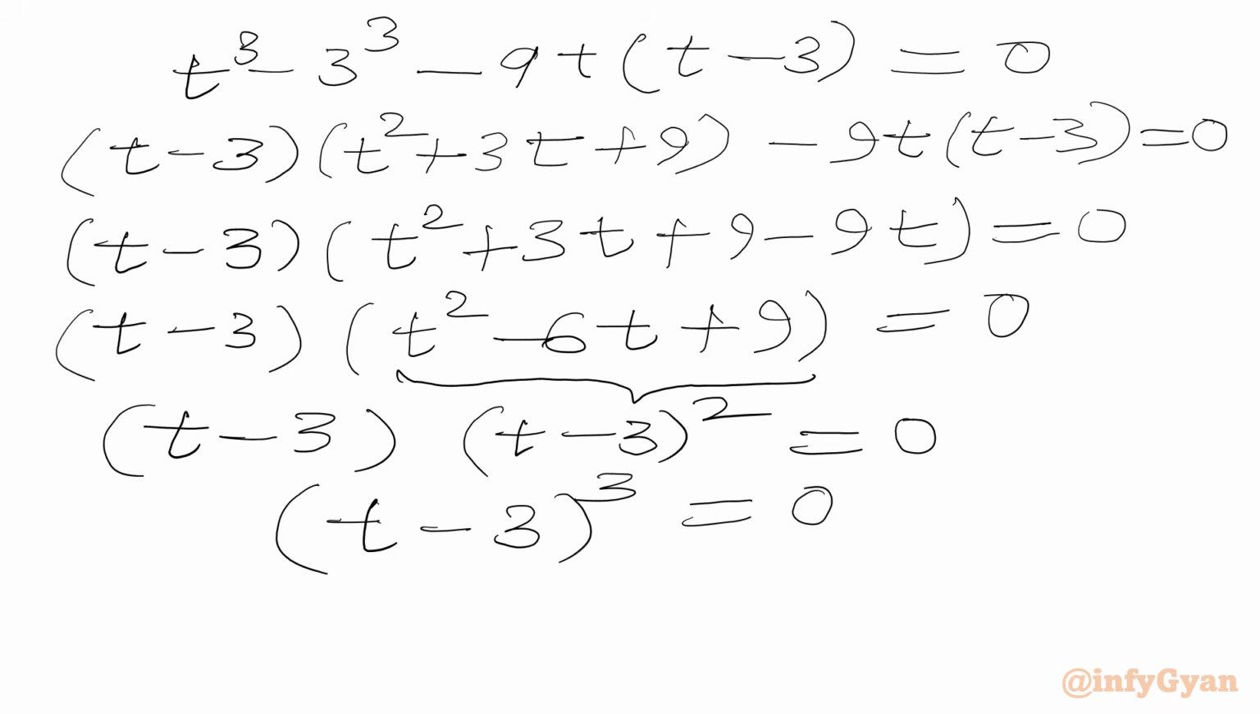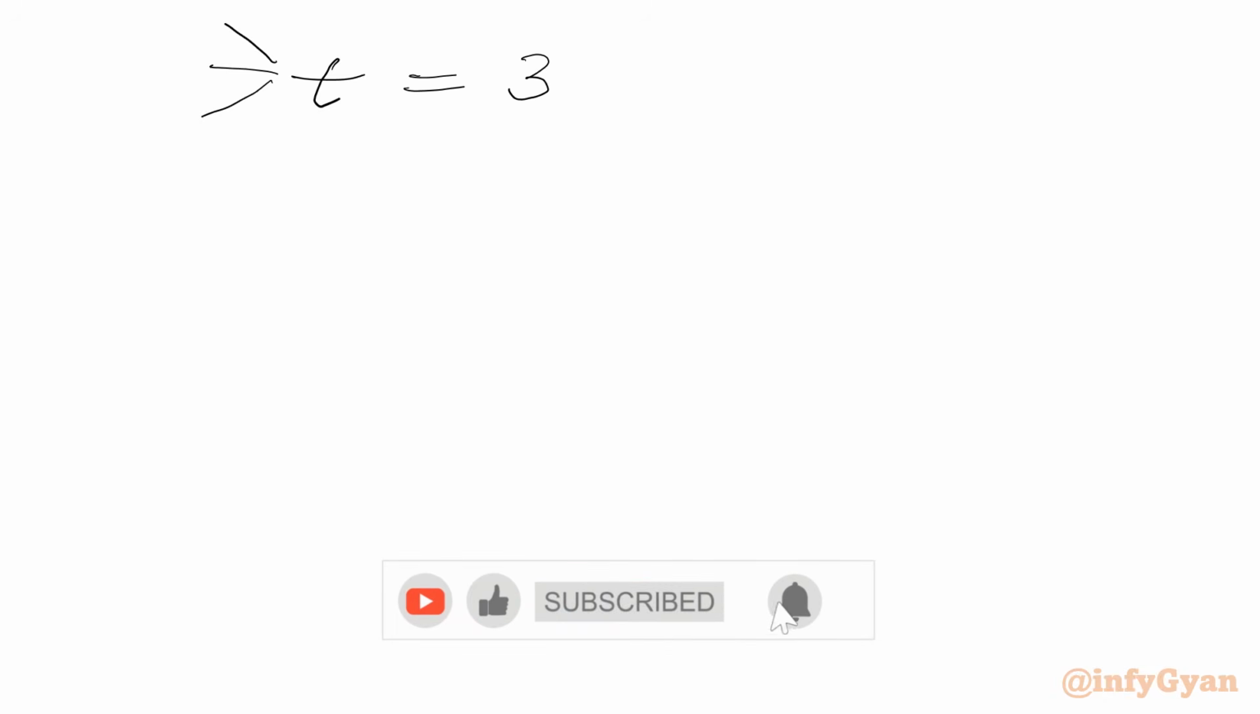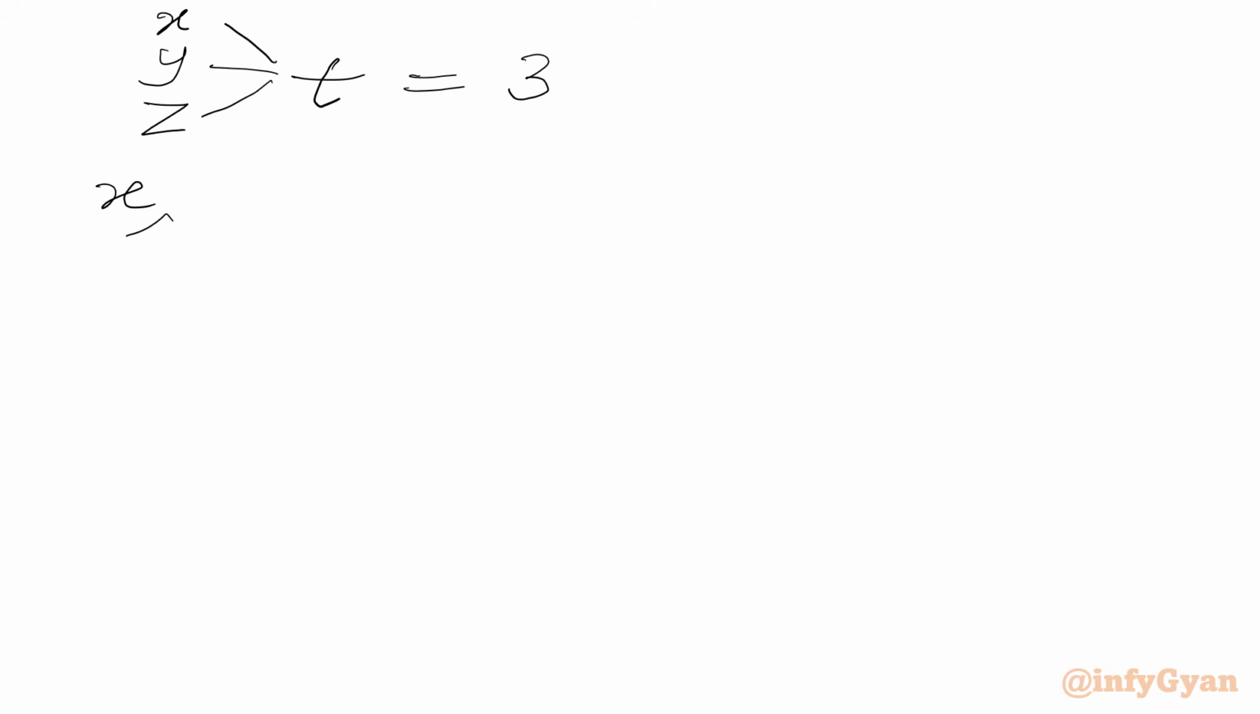So we'll be getting t equal to 3, t equal to 3 and t equal to 3 as our equation is cubic, or we can write t equal to 3 with multiplicity 3, and t is x, y, z. So we will write here t equal to 3 with multiplicity 3. We will get the only solution of the system: x, y, z equal to 3, 3, 3.